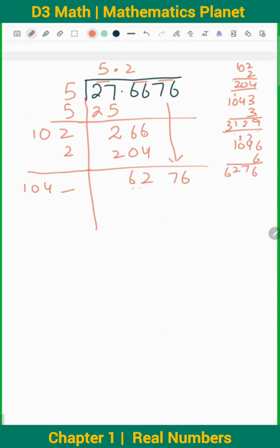So we get 6276. If I write 6 here and 6 here, I will get 6276, which is my answer. So the square root would be 5.26. Okay, so we are done with the square root questions.